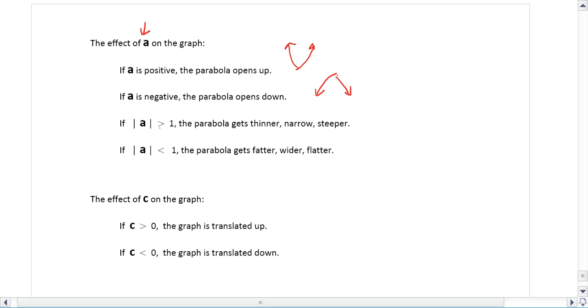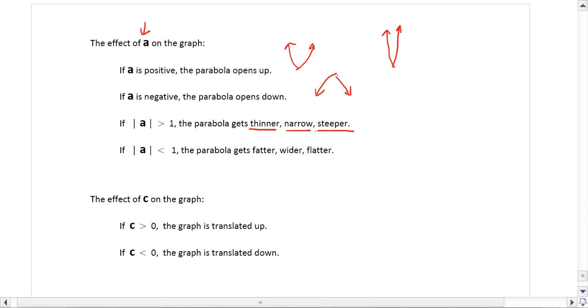If a is greater than 1, like 2, 3, 4, 5, it makes the parabola thinner. Now, one thing you do have to note on this screen, I used the word thinner or narrow. Your book uses the word steeper. Please note that all these mean the same thing. They're just saying that it goes up at a steeper slope, if you will.